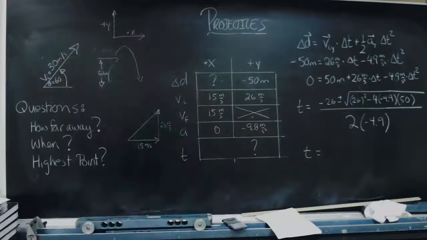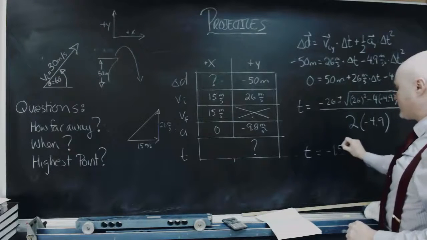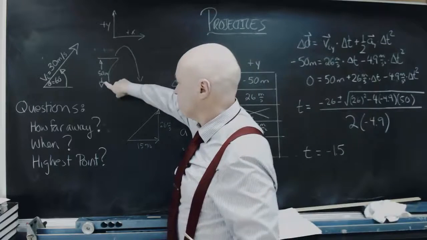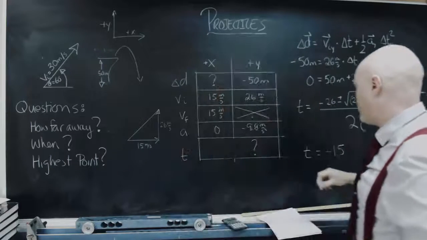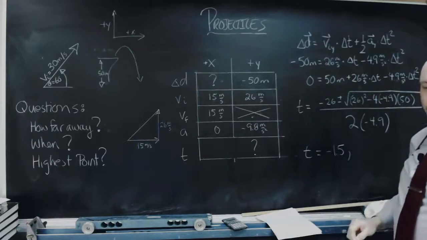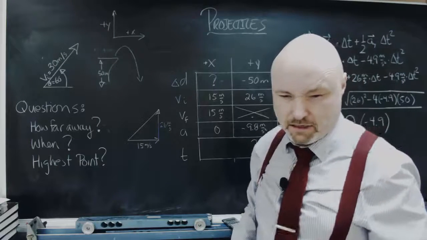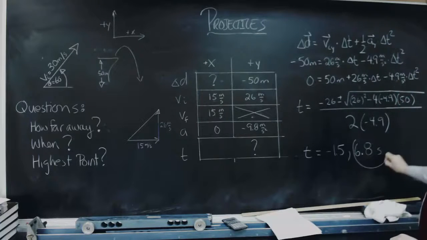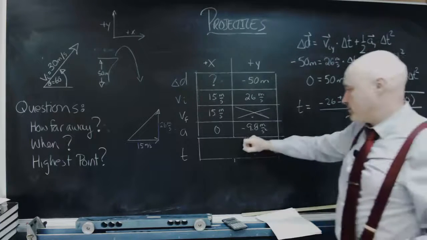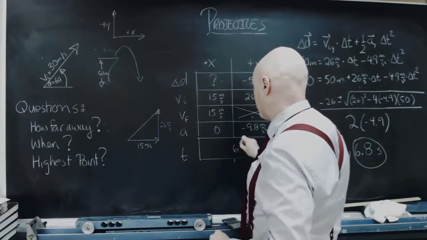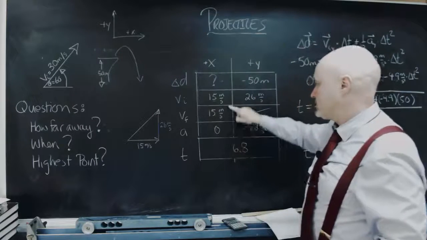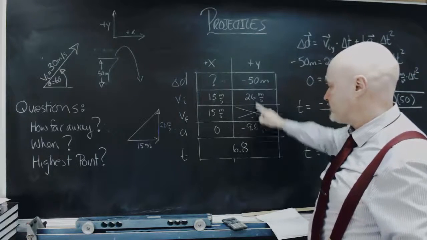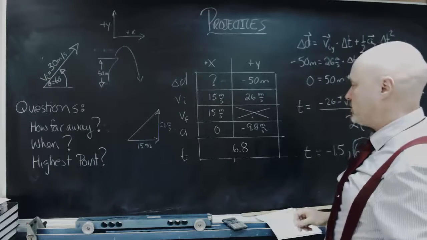Time is equal to either negative 1.5 seconds, which would be sometime prior to release and probably down at the bottom here at the 50 meter mark. A second possible solution to this is the big winner. So I know that my time is 6.8 seconds. Now I've got everything I need really to calculate delta D in the horizontal direction, because the time is the same for both of these.